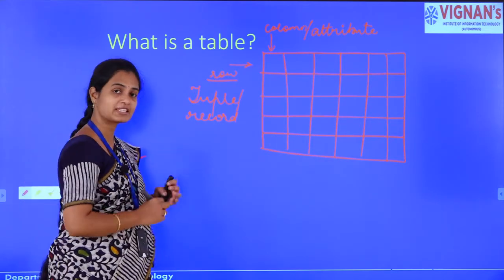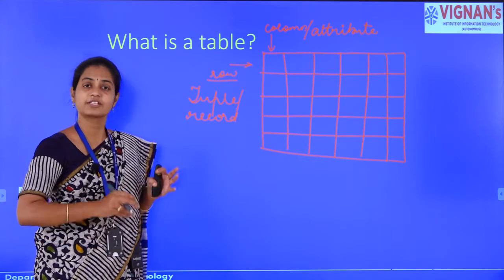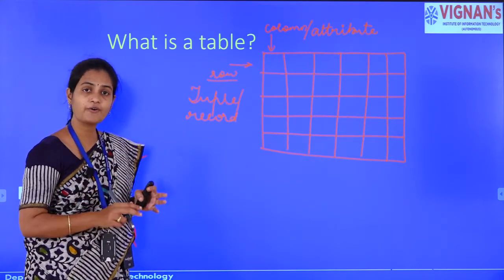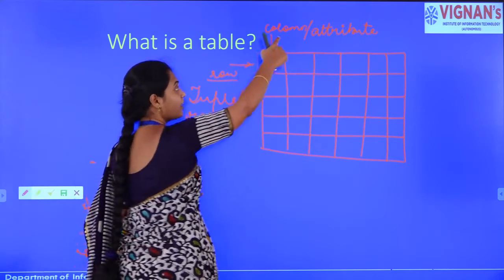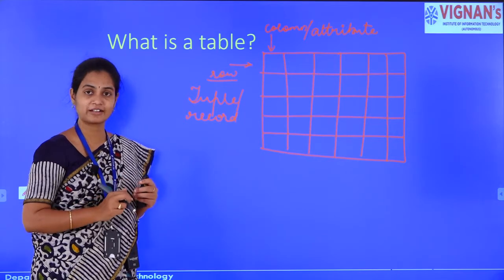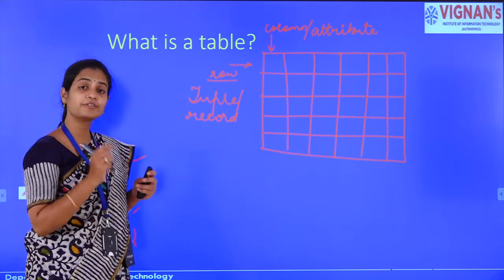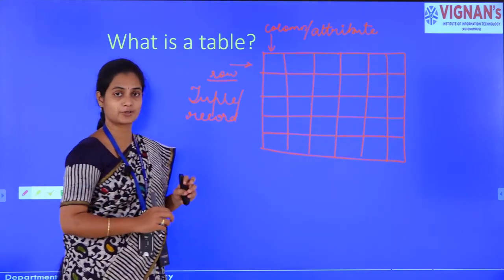Right. So, what is a table? A table is nothing but a collection of rows and columns. Technically speaking, a row is referred to as a tuple or a record, and columns are generally referred to as attributes. Now we have to know some basic terminology in the table also, right.